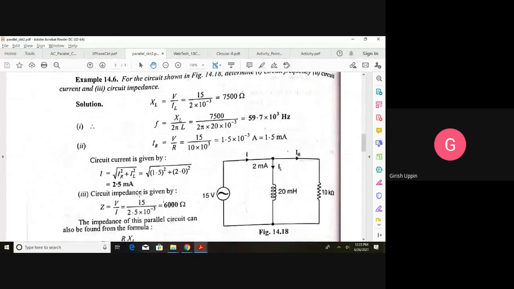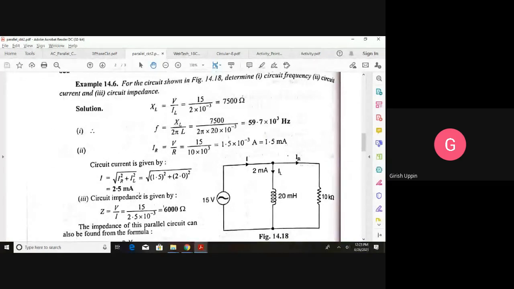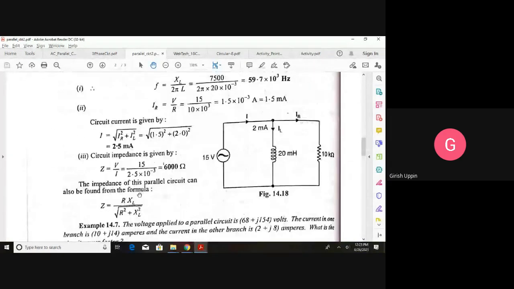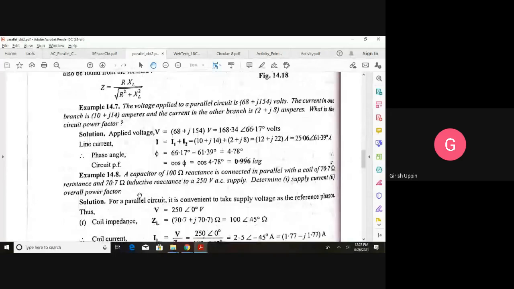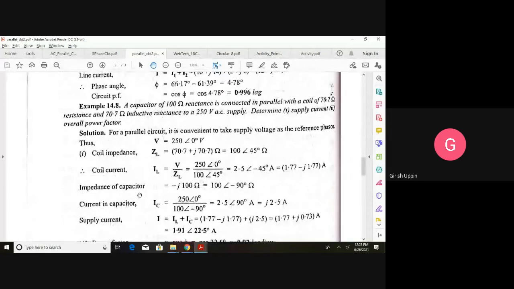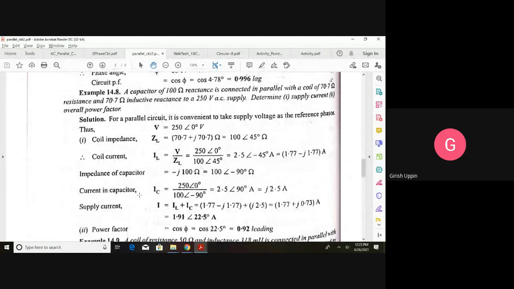Okay, this is another problem which is along very similar lines. If it is a little different, then okay. So this we will look at because they have used the polar or the rectangular form for the calculation.